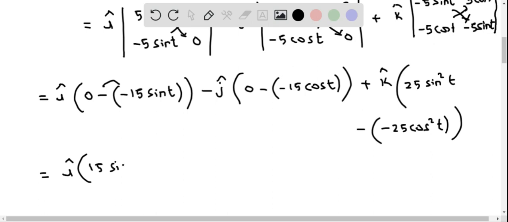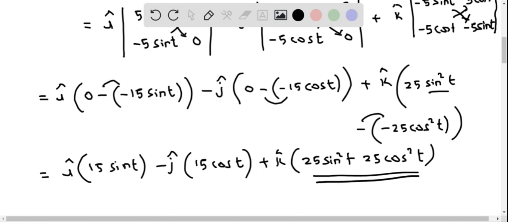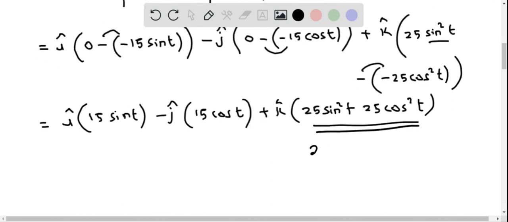So it is 15 sine t. We have negative j. And here we have negative times negative, which is, once again, positive 15 cosine t. And here we have k vector multiplied with 25 sine square t, and we have negative times negative is positive 25, so it is 25 cosine square t. We see that from this term we can factor out 25, and when we do that, we'll be left with 25 times sine square t plus cosine square t.